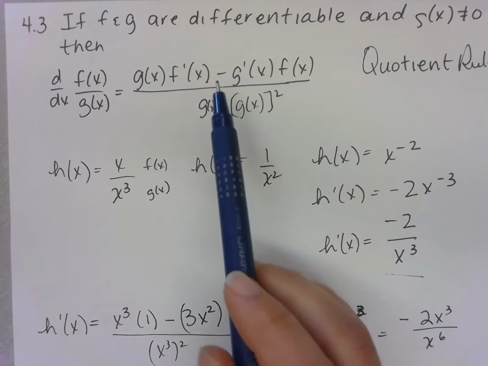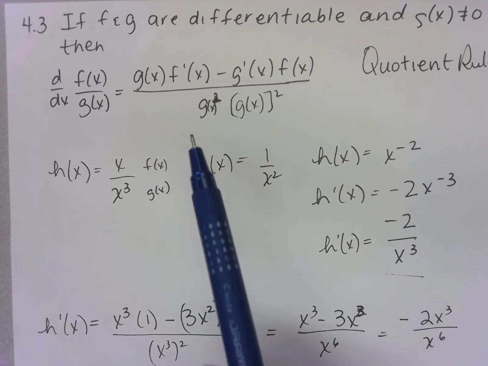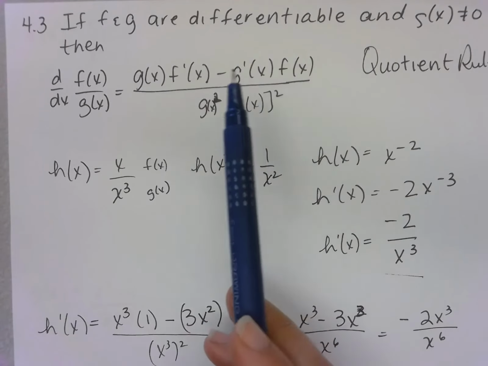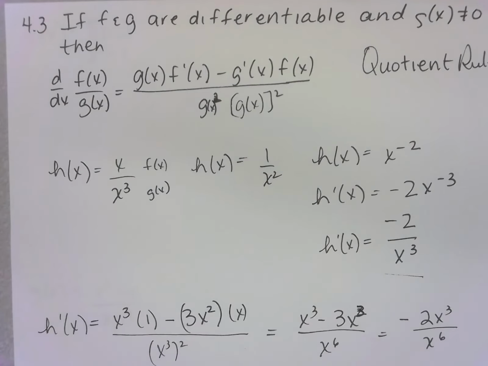But the order does in fact matter. With the product rule, it's just the derivative of one times the other plus the opposite. For the quotient rule, it's very similar, it's just that the order does matter, where it's always the bottom times the derivative of the top going first.